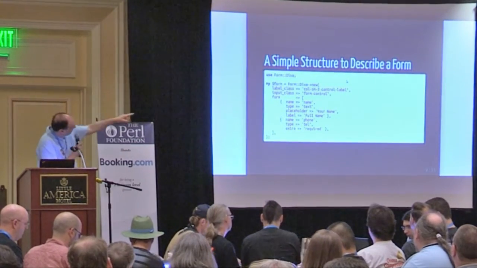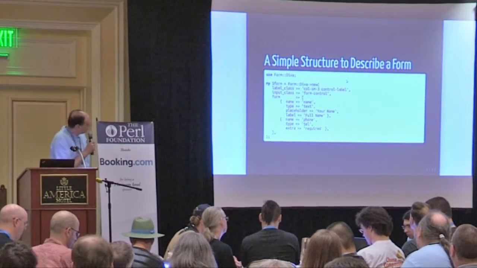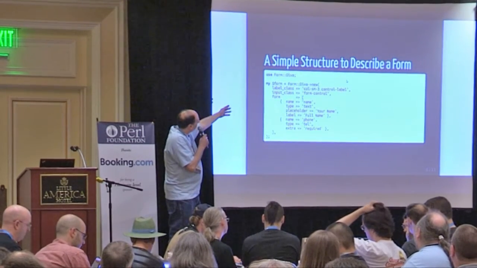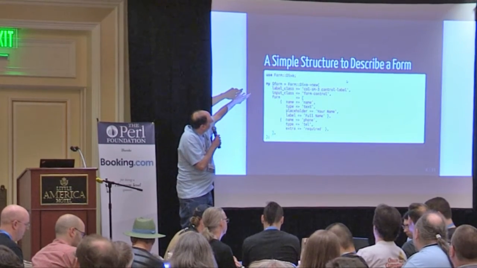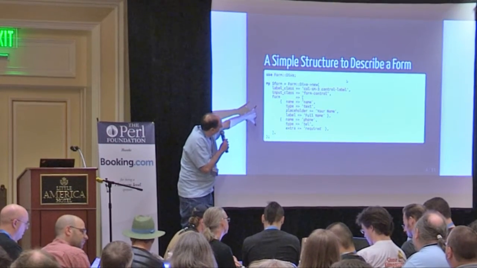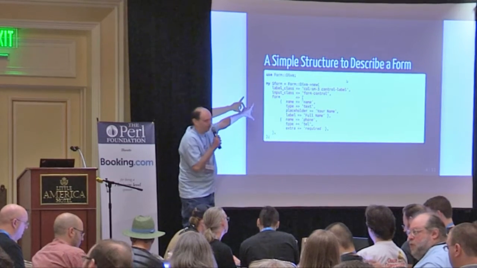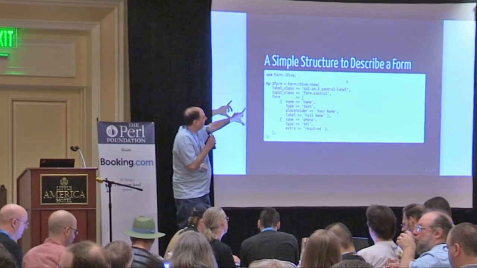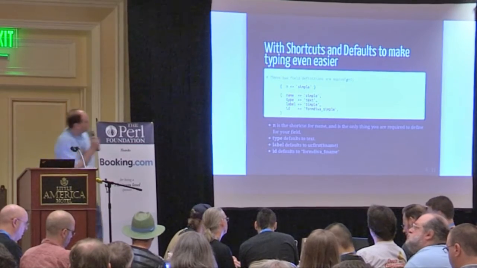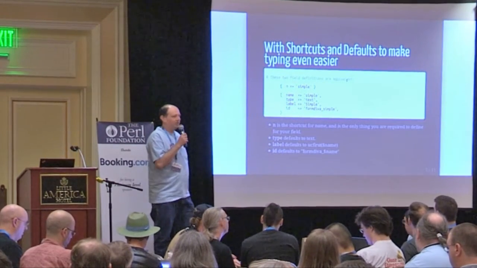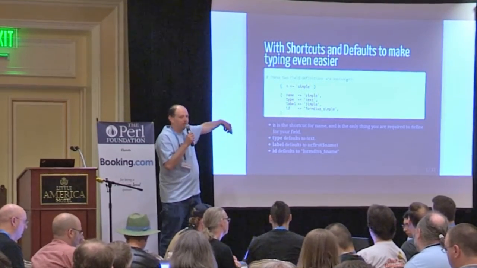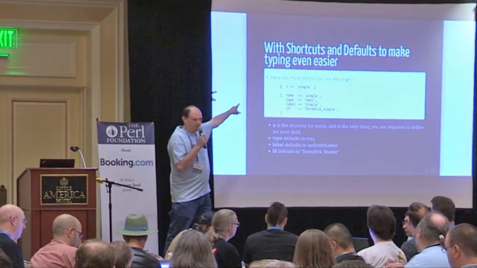So let me show you what FormDiva does, which is your basic structure of the beginning of a FormDiva object. You're going to give it the label and input class, which are things you're going to need to generate your form. You're going to have this form block where you're going to define all your fields in a very simple shorthand, which is a lot shorter than typing out all these form tags by hand. And then there are shortcuts to make typing even faster. So if you use FormDiva a lot, you're just going to save yourself a lot of typing by knowing the defaults and knowing the shortcuts.